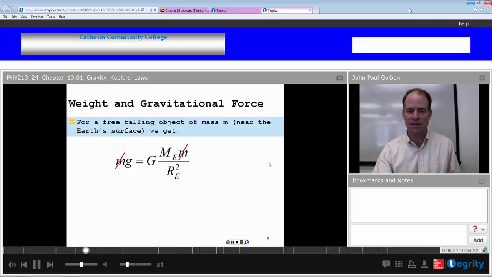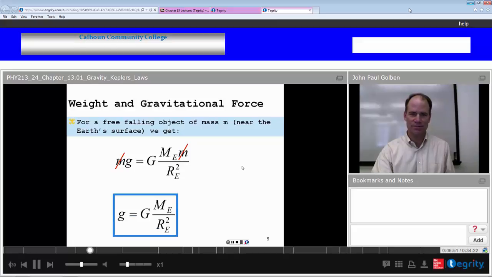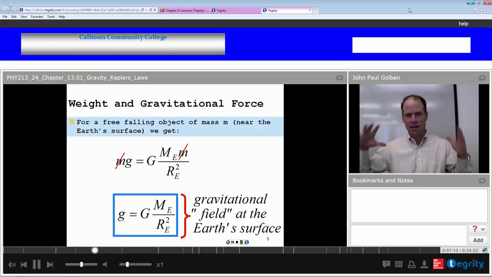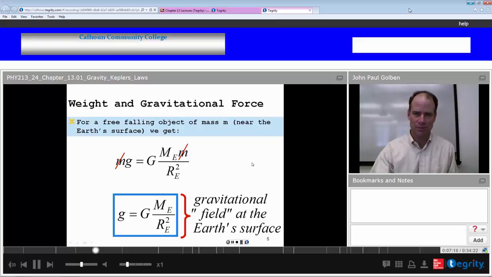Note that if I cancel out the mass here, I get a value for this little g that we know and love. Little g is 9.80 meters per second squared. It's actually based on physical phenomena like the gravitational constant, the mass of the Earth, and the radius of the Earth squared. So if I knew what those were, I could actually calculate what the gravitational acceleration should be at the surface of the Earth. And indeed, if you put in G, 6.67 times 10 to the minus 11, the mass of the Earth, 6 times 10 to the 24 kilograms, and the radius of the Earth, 6.37 times 10 to the 6 meters, square that, you get 9.80 meters per second squared.